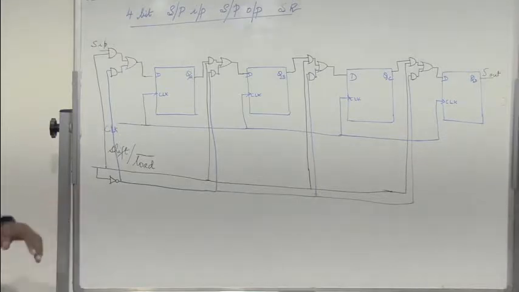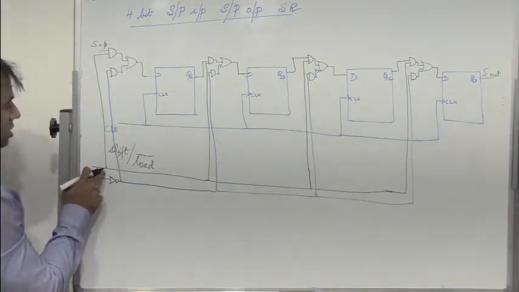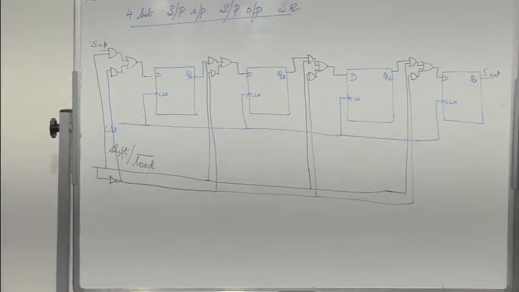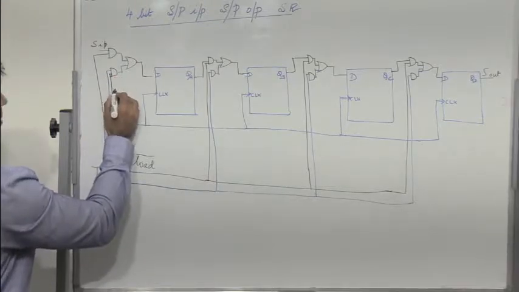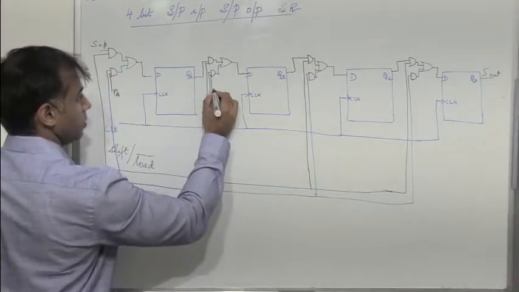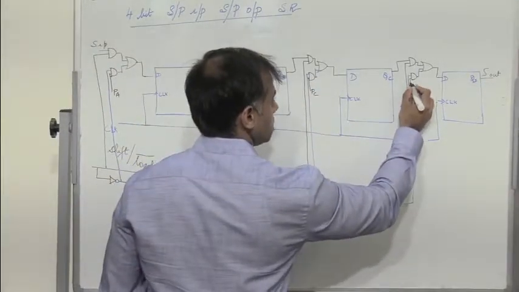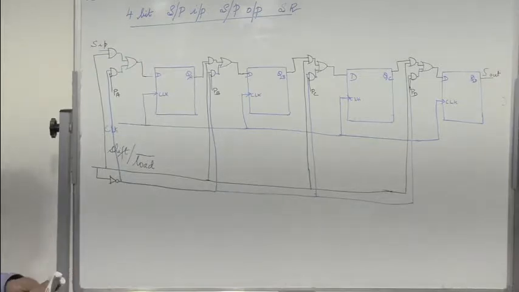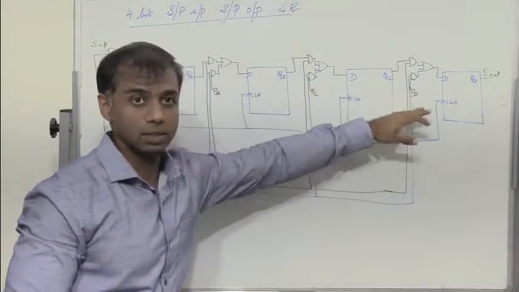Now if I want to operate in the parallel mode, if I want parallel input, then I need to make this 0. So when this is 0, the first AND gate is disabled, and this is enabled because I'm passing it through an inverter. So I connect parallel input A, parallel input B, parallel input C, and the parallel input D here. Okay? So four inputs, PA, PB, PC, and PD are given as the input to the second AND gate.